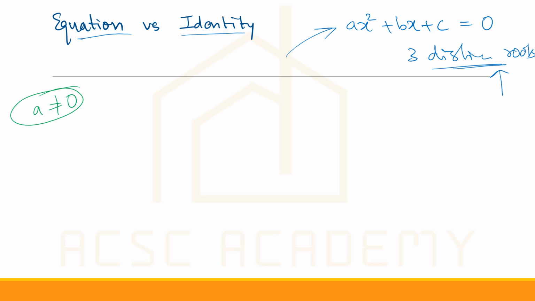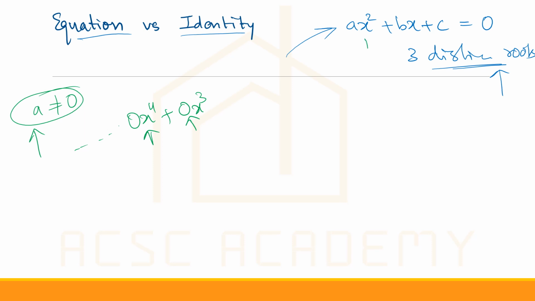because now I can add 0x cube in front of it, 0x raised to 4 in front of it, and so on. So will it keep increasing its degree? No, it won't. The leading term can never be 0. That is one of the conditions we need to ensure before calling anything a quadratic equation.